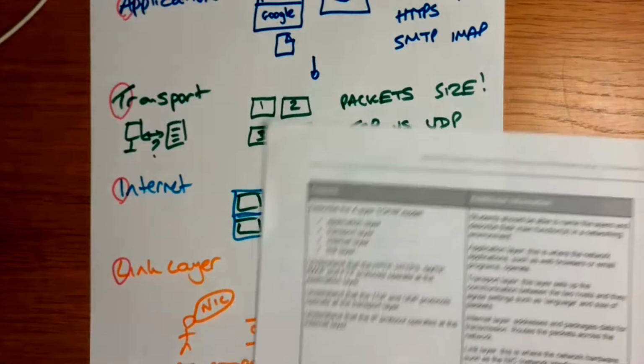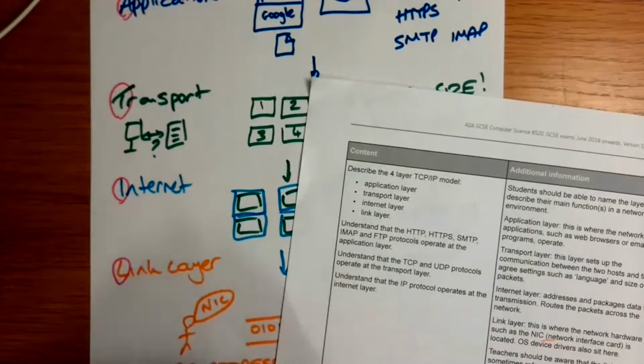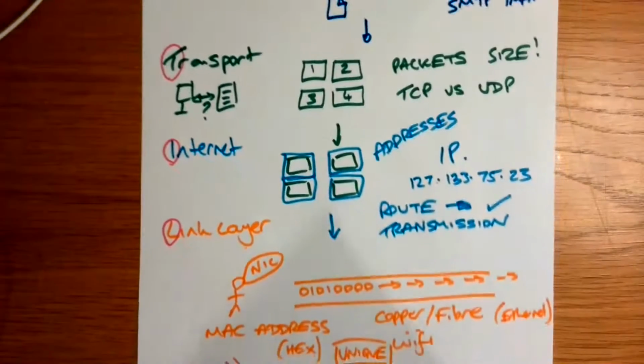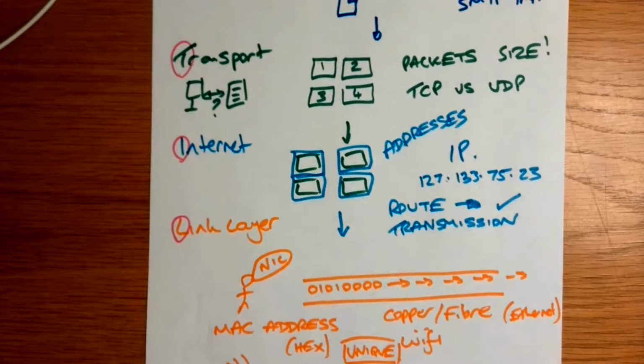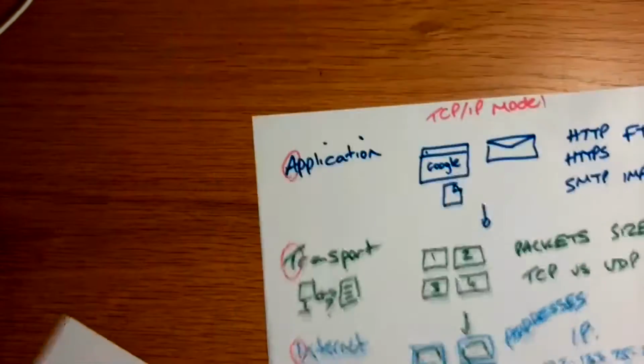I don't think there's much else to say about the TCP/IP model. Application layer, transport layer, internet layer, link layer, and all the different things that happen at the different layers. That's about it. The only thing that you might want to know a little bit of background about is how this then gets to the other end and transmits successfully.